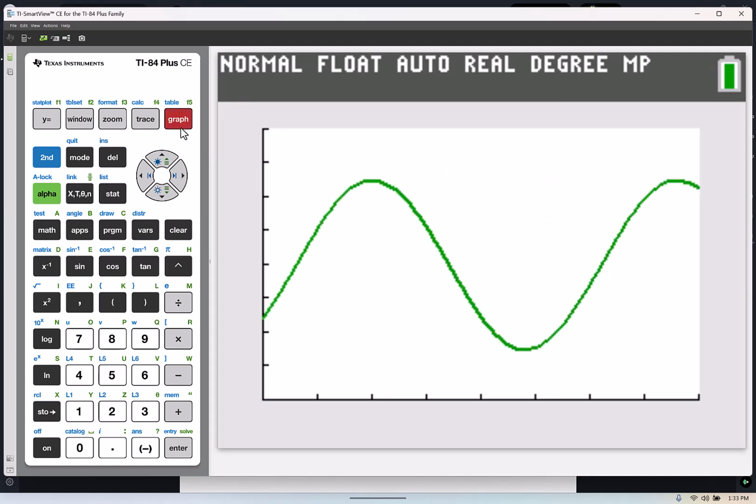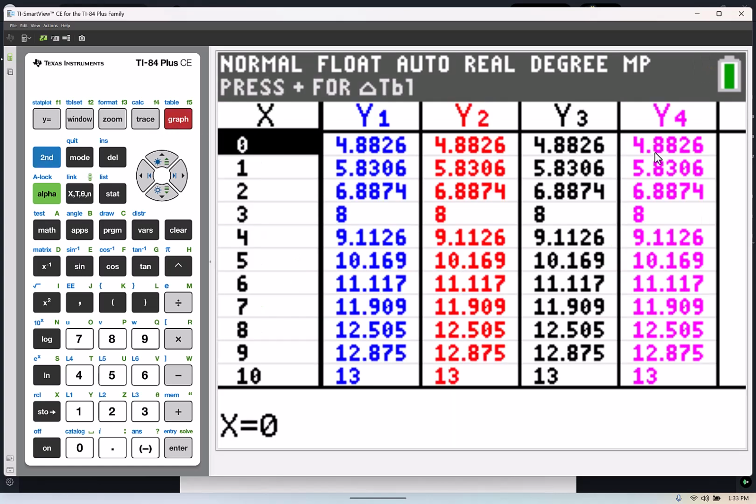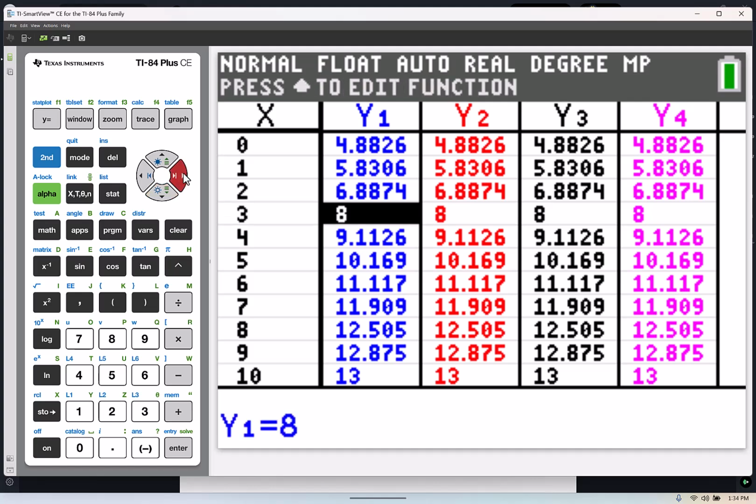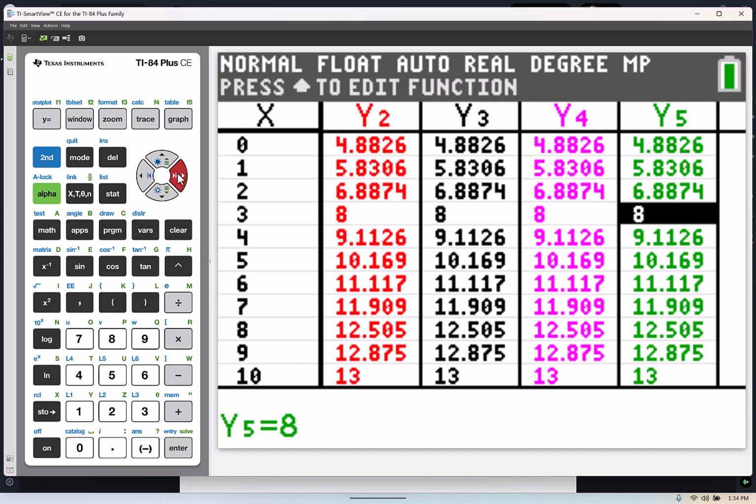Look at that. Okay, but I don't have a color calculator. How am I going to see all these? You can see a table. See, it says table. So you push second table, and look at all those numbers. They're all the same. I'm going to go to 3 because I have a nice integer at 3. At 3, they're all 8. Look at that. 8, 8, 8, 8, 8. 8 sounds like ate, and we cooked today, and we just ate what we cooked. So, okay, I'll stop.